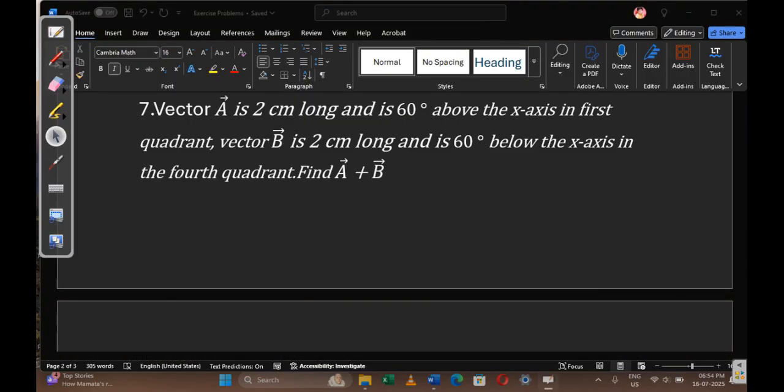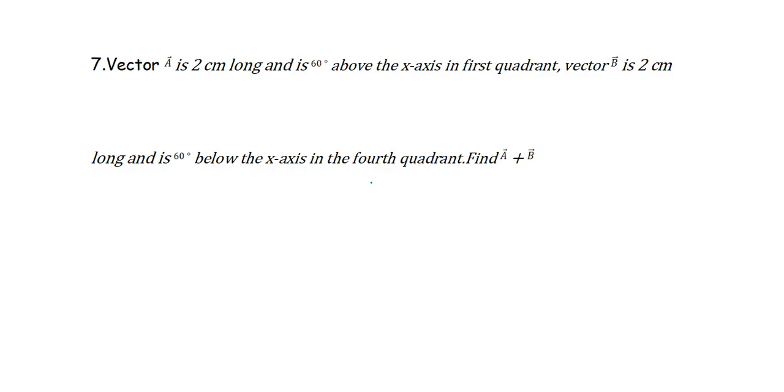So the problem given is: a vector a bar is 2 centimeter long and 60 degrees above the x-axis in first quadrant. Vector b is 2 centimeter long and is 60 degrees below the x-axis in the fourth quadrant. Find a bar plus b bar.